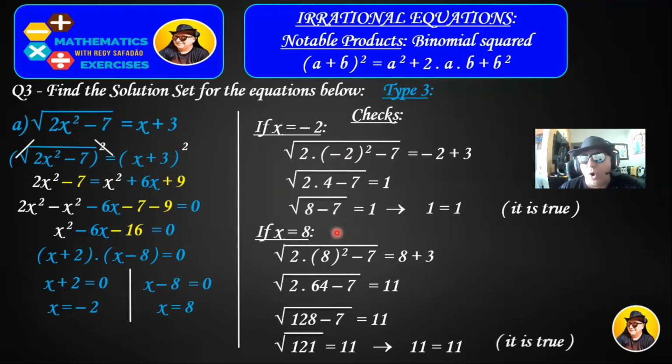It means that it is also true. What does it mean? It means that both answers, negative 2 and 8, are the solution set. So the solution set is negative 2 and 8. Okay, so question A is done.